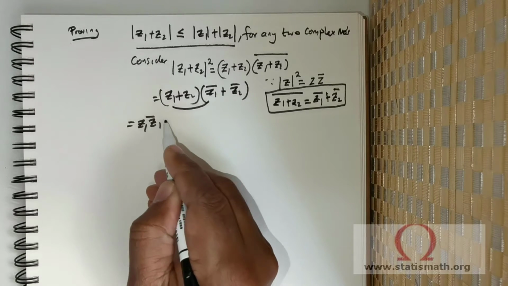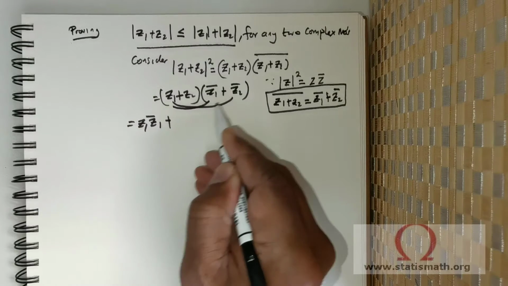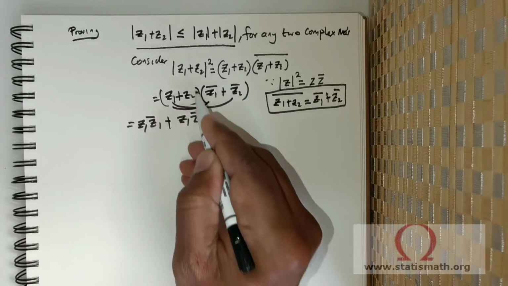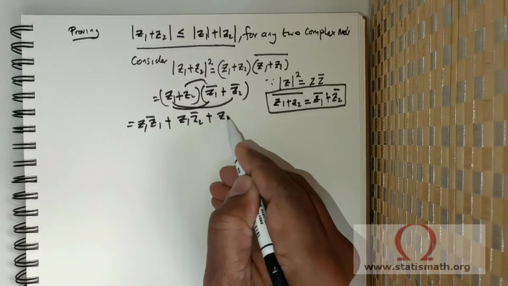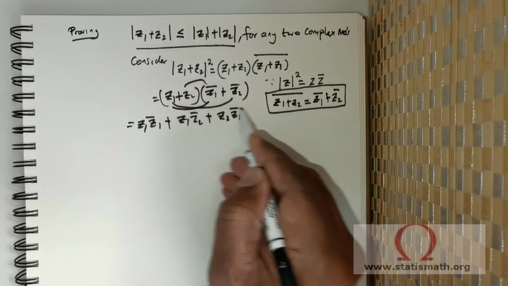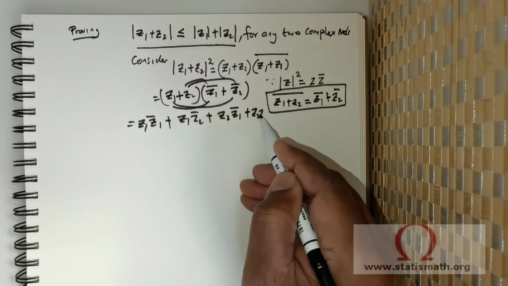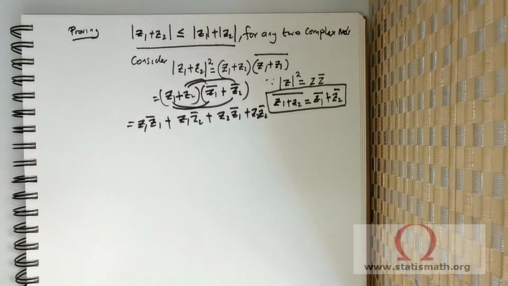Now I'm going to remove the parentheses, so I'm going to multiply z1 with z1 bar, plus z1 with z2 bar, plus z2 with z1 bar, plus z2 with z2 bar. So I've got this.